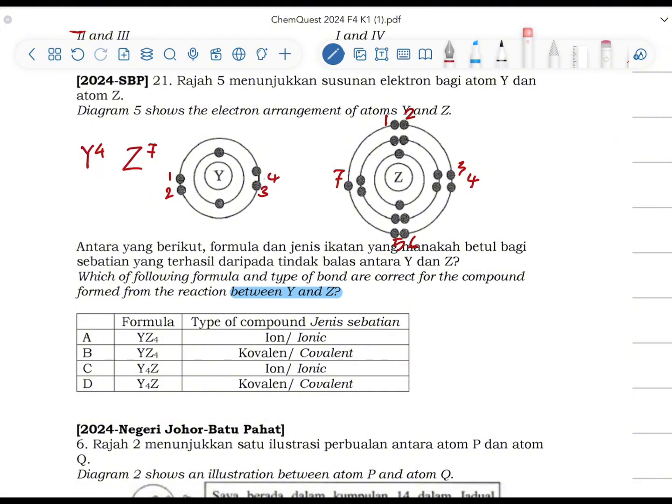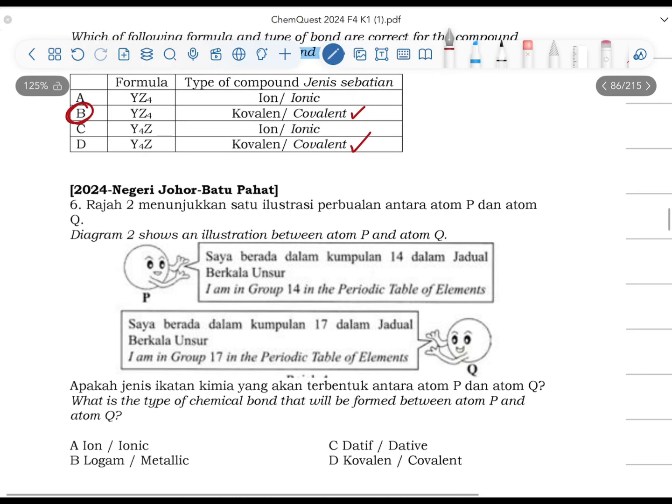Right, we have 7 valence electrons, which means that it still needs 1 valence electron to get stability. So we can just copy it down. So the answer will be covalent, and then the chemical formula will be YZ4. So the answer is B.